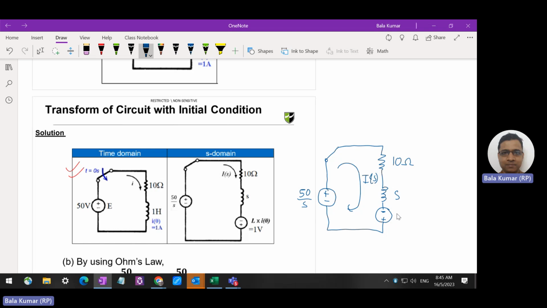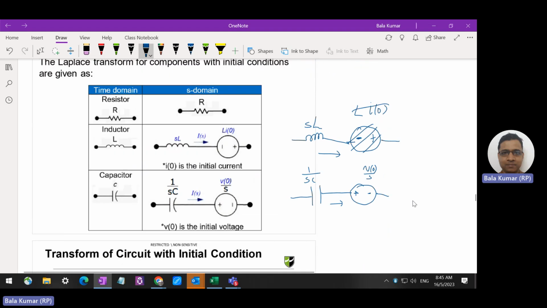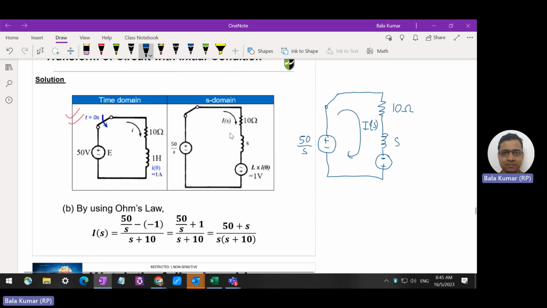Finally, we determine the voltage over here. The voltage is given by, referring to the slide, L I naught. L is 1, and I naught is given as 1. So 1 times 1 is 1, so this is 1 volt. This is the diagram.